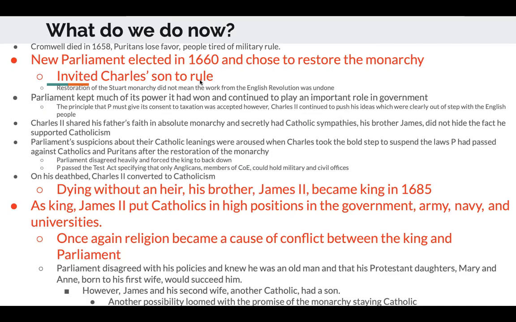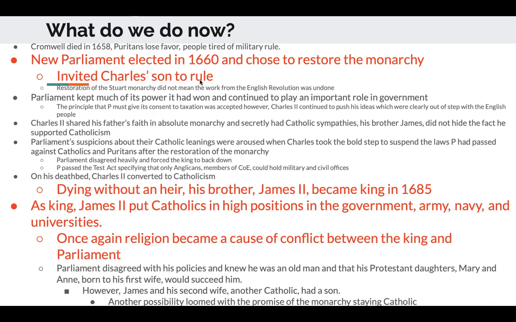Charles II shared his father's faith in absolute monarchy and secretly had Catholic sympathies, but his brother James did not hide the fact that he supported Catholicism. Parliament's suspicions about their Catholic leanings were aroused when Charles took the bold step to suspend laws Parliament had passed against Catholics and Puritans after the restoration of the monarchy. Parliament disagreed heavily and forced the king to back down. Parliament then passed the Test Act, specifying that only Anglicans, members of the Church of England, could hold military and civil offices. On his deathbed, Charles II converted to Catholicism.